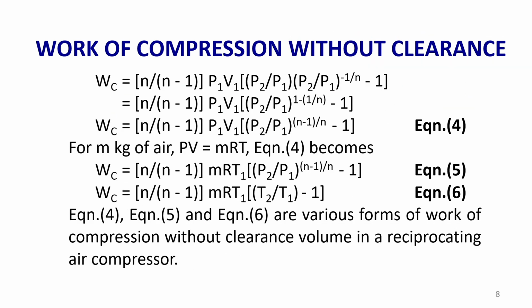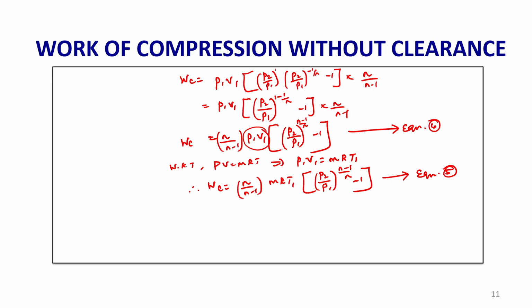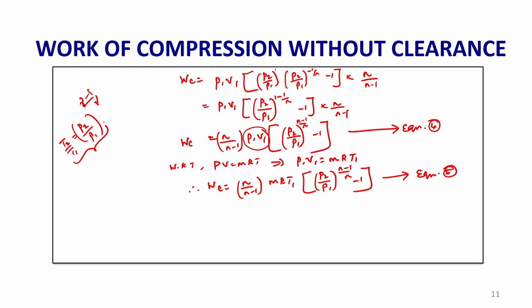And similarly, we can write the relation between T2 by T1 and P2 by P1. If you remember, for a reversible adiabatic process, we have written T2 by T1 is equal to P2 by P1 whole power gamma minus 1 by gamma. This expression I have used while deriving the thermal efficiency of the Brayton cycle in the previous lecture. So, instead of gamma, we are having n for a polytropic process. Therefore, I am using a similar equation, replacing gamma by n. Therefore, T2 by T1 is equal to P2 by P1 whole power n minus 1 by n.